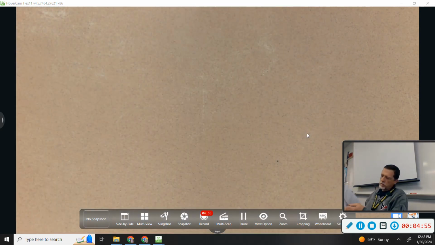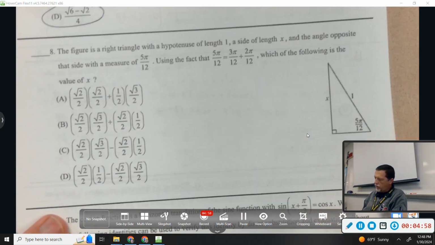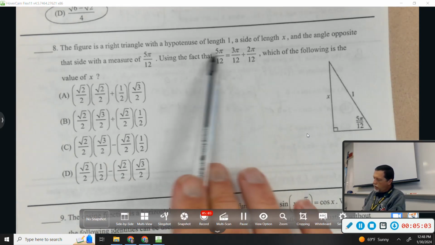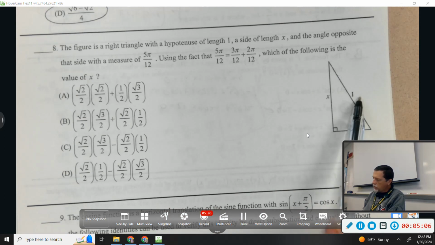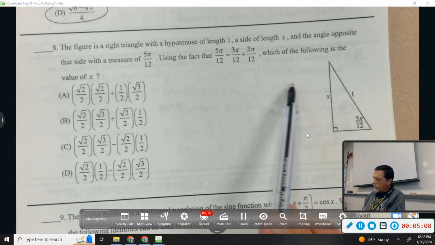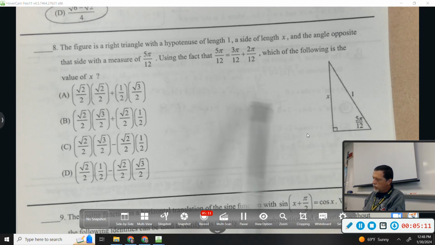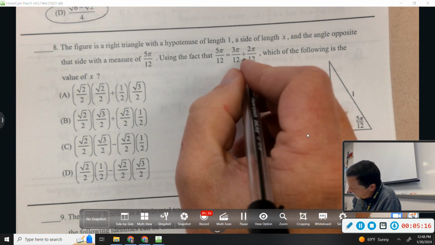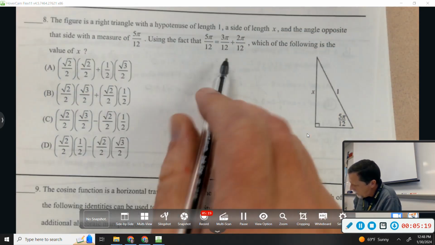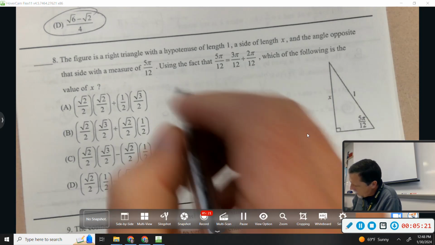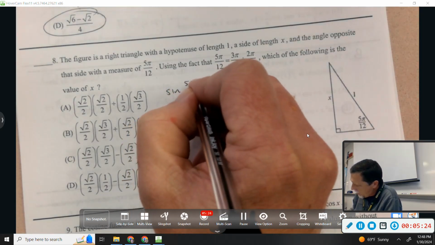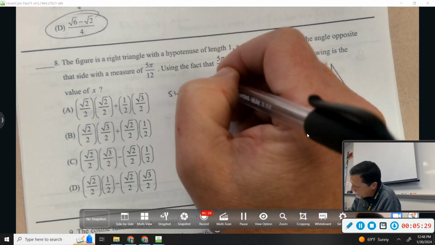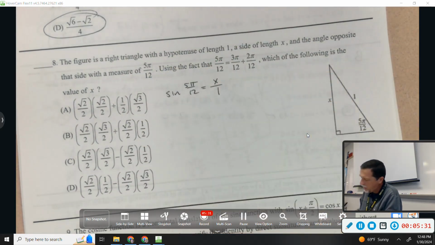Number 8. This is a real confusing way to ask this question. Right triangle, hypotenuse is 1, side length x, angle opposite is 5 pi over 12. Which of the following is the value of x? Well, this makes me think of pluses and minuses and sines and cosines. If I look at my triangle, the sine of that angle is opposite over hypotenuse, so x over 1.